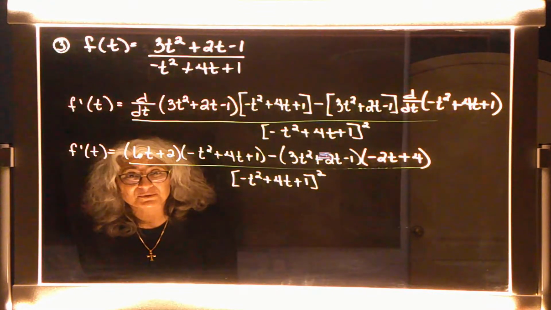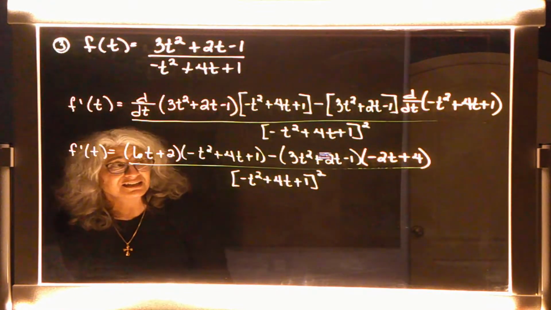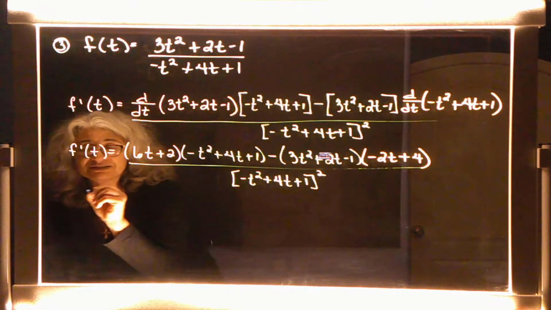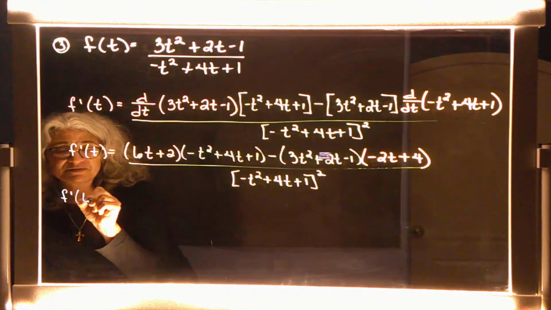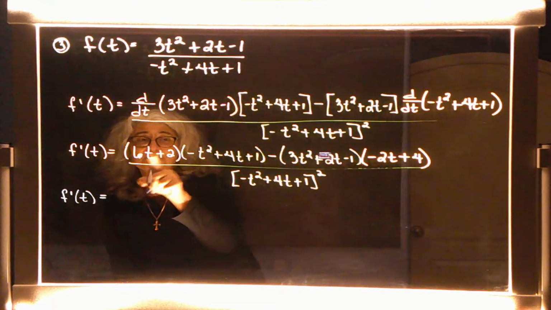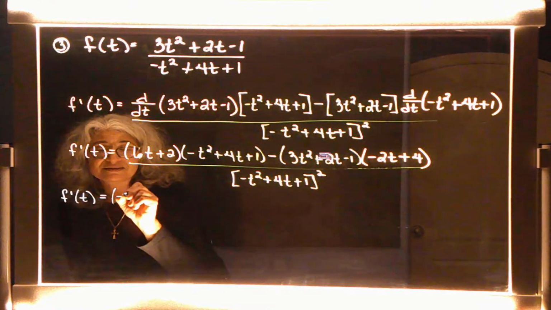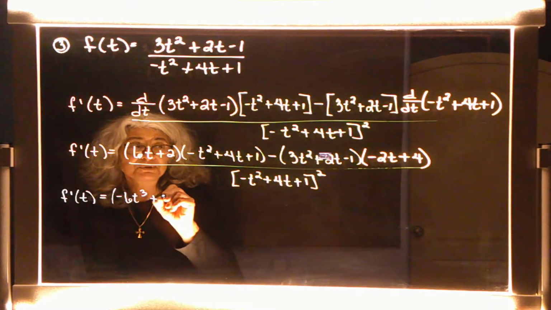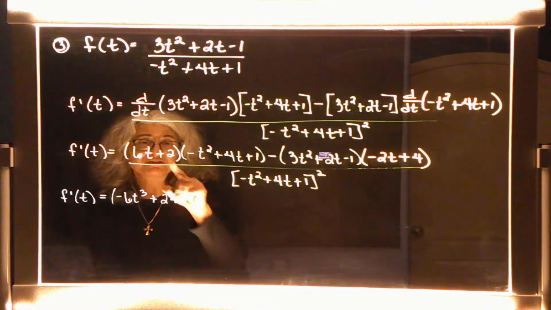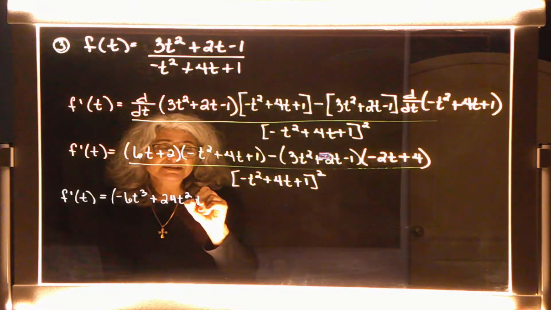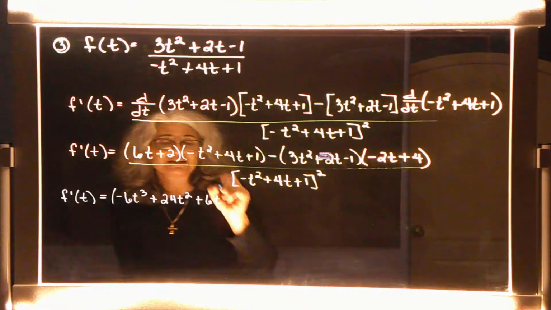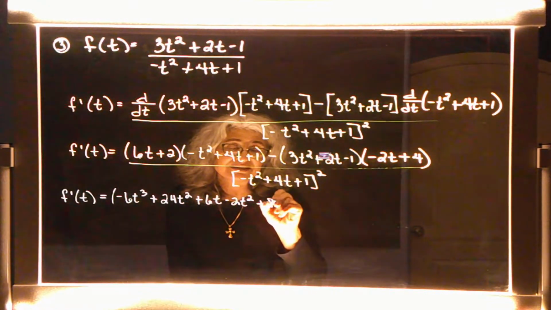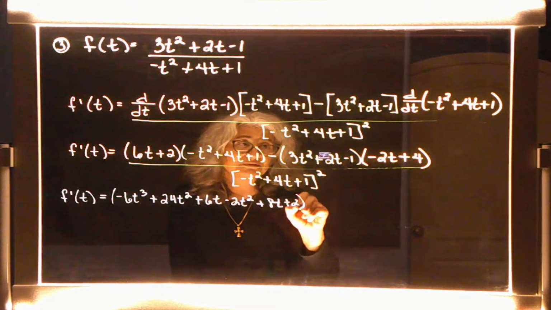All right. At this point, it's algebra. I got to make sure I distribute correctly, not only the polynomials, but that minus sign later, yada, yada, yada, right? Okay, so the derivative of this function is going to look like, what is that? Negative 6t to the power of 3 plus 24t to the power of 2 plus 6t minus 2t to the power of 2 plus 8t plus 2.